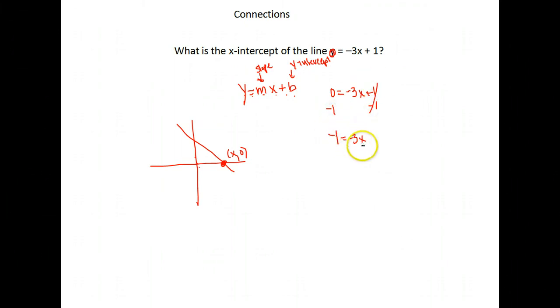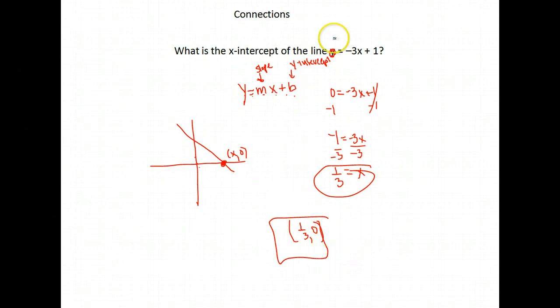And then negative 3 times x, I do the opposite of that and divide both sides by negative 3. And I get that x is 1/3. So the x-intercept is at 1/3, or the point 1/3, 0. Kind of a tricky question.